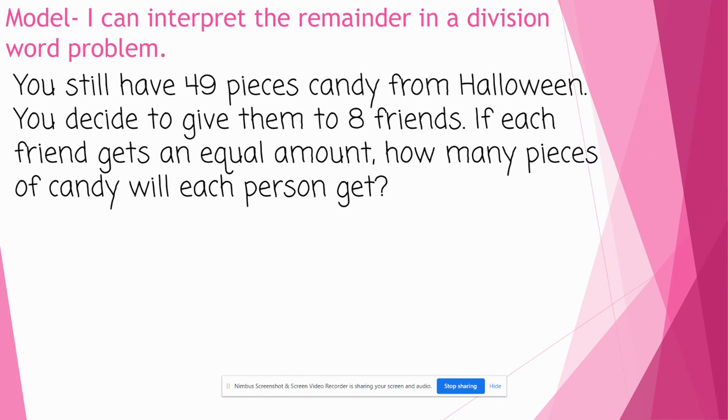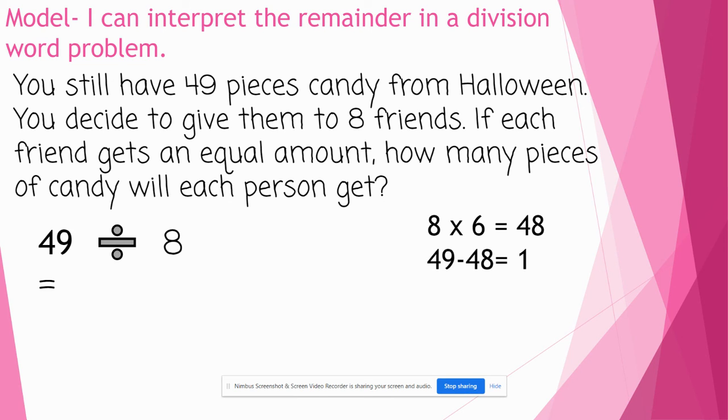Okay, last one. You still have 49 pieces of candy from Halloween or Easter. You decide to give them to 8 friends. If each friend gets an equal amount, how many pieces of candy will each person get? I have 49 pieces of candy and I'm dividing it between 8 friends. 8 times 6 will get me really close to 49 without going over, and that gives me a remainder of 1. So each friend is going to get 6 pieces of candy, and there's going to be 1 left over. Maybe I keep that 1 for myself.